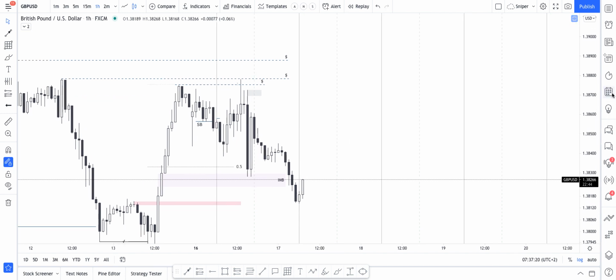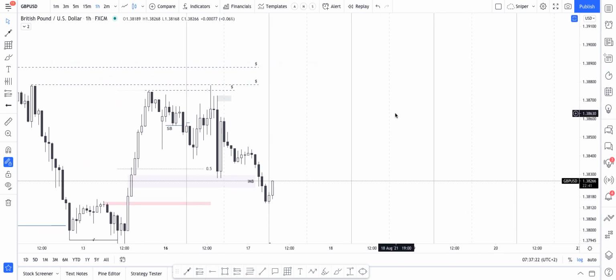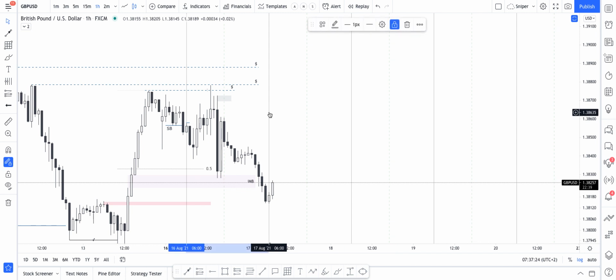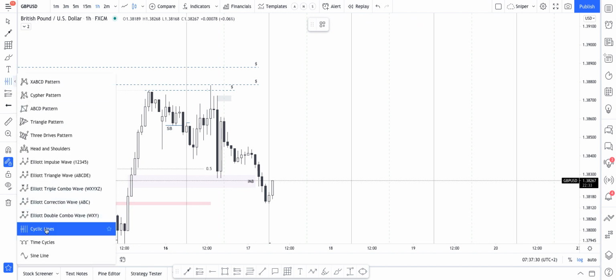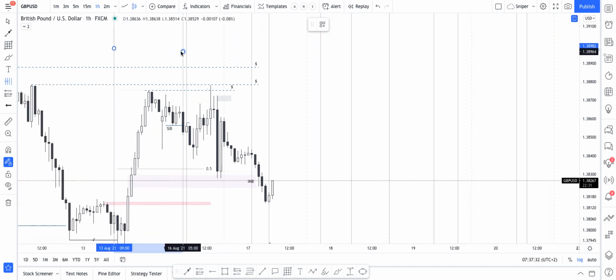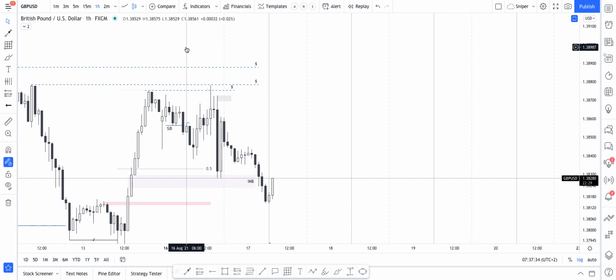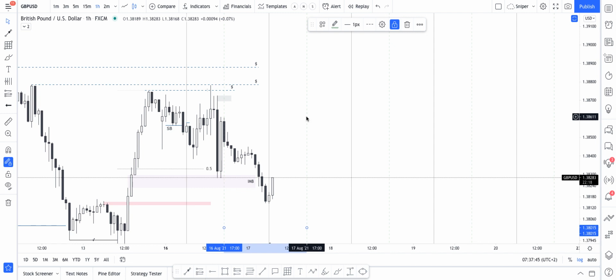So before you ask, send me DMs and stuff, these lines, they are the daily separators, and it's not an indicator, it's just this tool, the cyclic lines. You just press it and then move it where you want it. So I have mine from 6 a.m. in the morning till 6 a.m. GMT plus 2. And then this dotted line, this one over here, I hope you can see it.